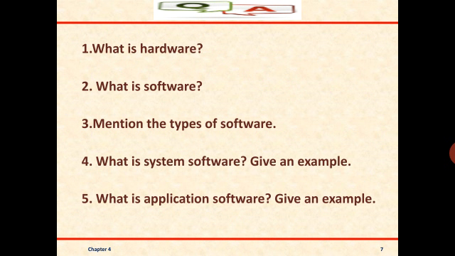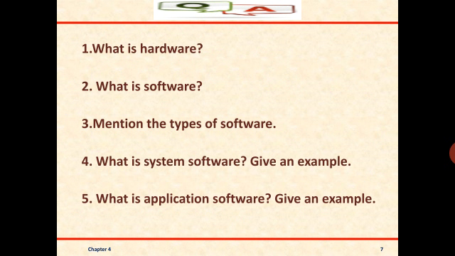Third question: mention the types of software. When they ask you this, students, you have to say that basically they are classified into two categories: system software and application software. Later you have to say system software is again classified into three categories, and name them: operating system, language translator, utility software. Also application software is classified into two categories: general purpose and specific purpose. And you have to give examples also. So you have to remember the diagram which I have shown just now.